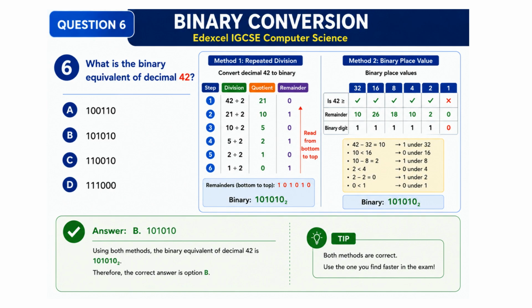So, the binary representation of 42 is 101010. Remember, both methods are correct. In the exam, use the one you find faster and more comfortable.